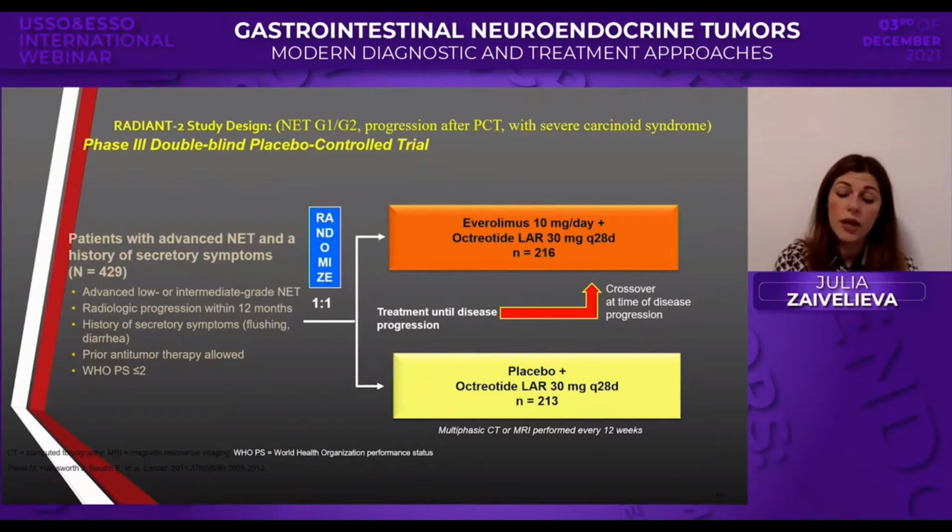All of them became reality for patients with NETs after receiving successful results of the following studies. One of them is RADIANT-2. It's a phase 3 double-blind placebo-controlled trial, which randomized patients with advanced NET and a history of secretory symptoms. Group A received everolimus and octreotide LAR. Group B received placebo and octreotide LAR.